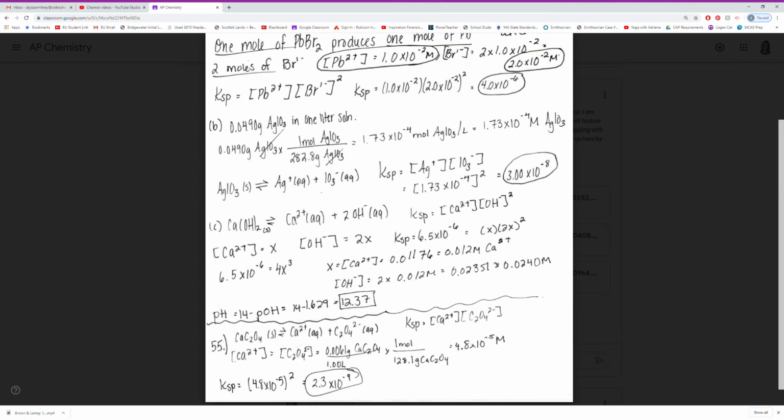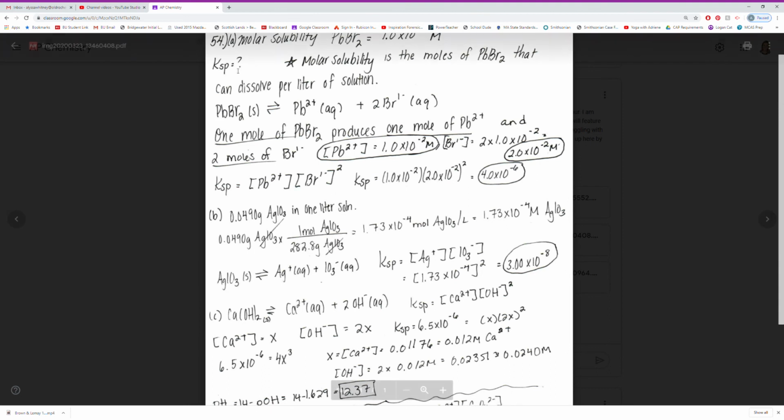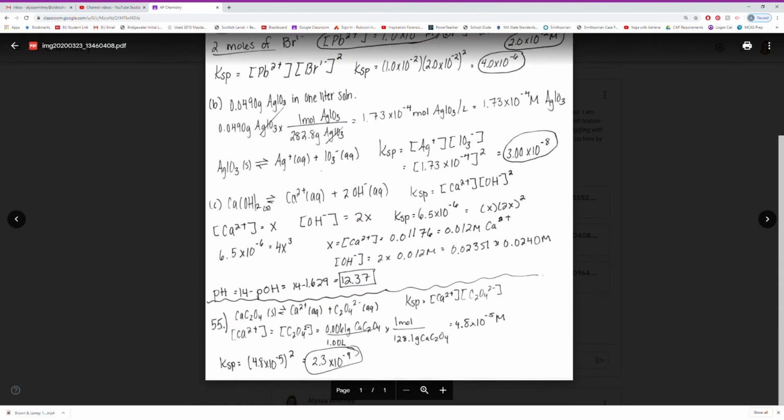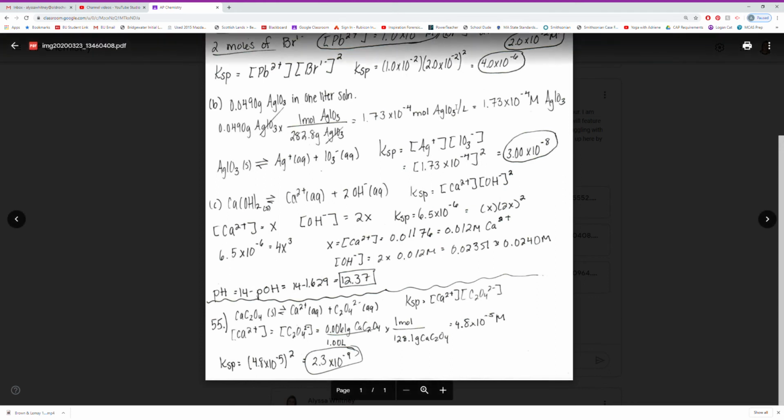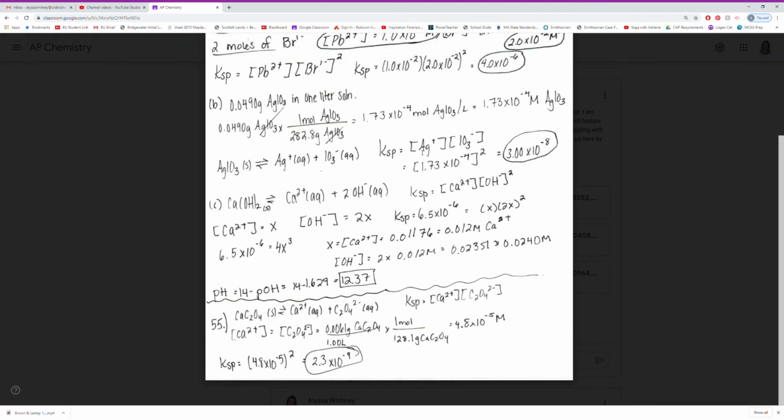So it's 1.73 times 10 to the negative 4 molar AgIO3. Then the next thing I do is what I did up above, and I write out my equilibrium expression. I have silver iodate dissolving into Ag1+ and IO3 1-, and everything's just a 1 to 1 to 1 ratio. Because of that, I'm just taking the solubility of AgIO3 and plugging it in for both of these concentrations. So it really is just this squared, and you should get 3.00 times 10 to the negative 8th.